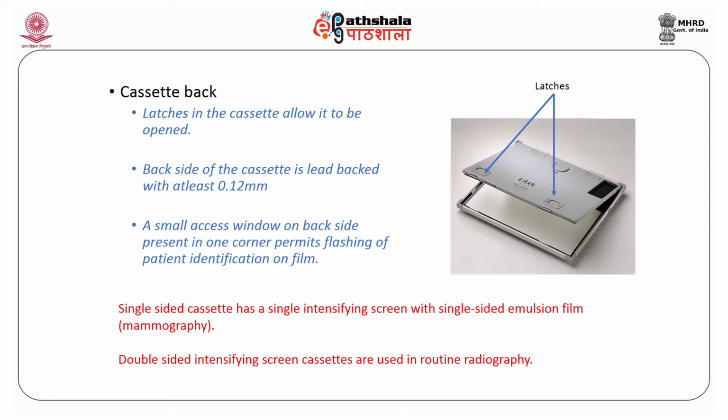What is the cassette back? It has latches which allow it to be opened or closed. The back side of the cassette is lead backed with at least 0.12 millimeter of lead so that backscatter radiation does not come in. A small access window in one corner of the back permits flashing of patient identification on the film. A single-sided cassette has a single intensifying screen with single-sided emulsion film, used for mammography. Double-sided intensifying screens are used for routine radiography.